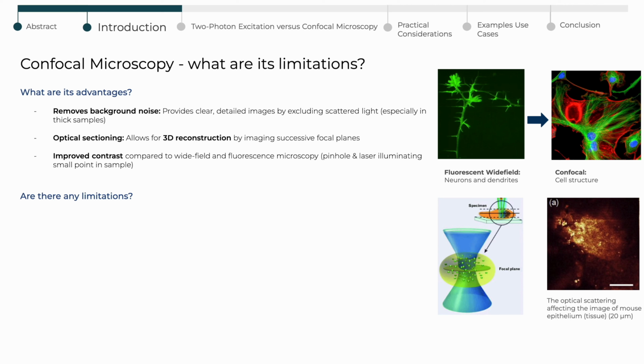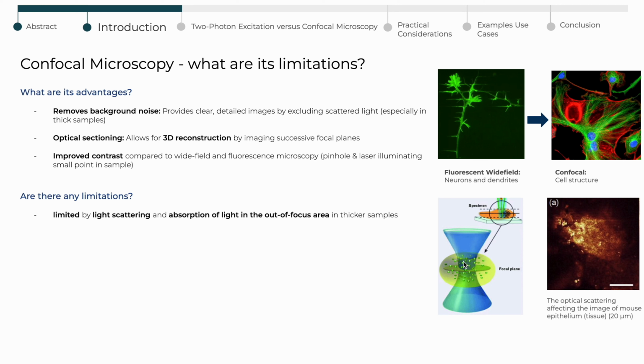But there are still some limitations, and I briefly mentioned this earlier, because the light still scatters and there's absorption of light in the out of focus area, specifically in thicker samples, even though we're using a laser that is just supposed to illuminate one specific point. And you can see this in the picture on the bottom right, where the fluorescence is excited not just at the focal plane, but also slightly above and below.